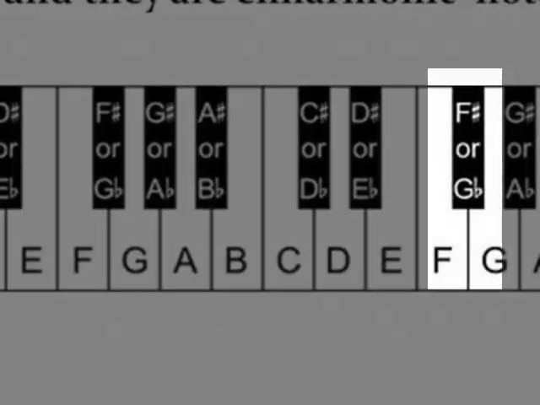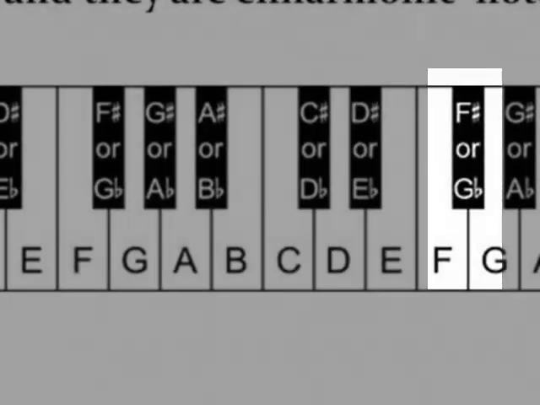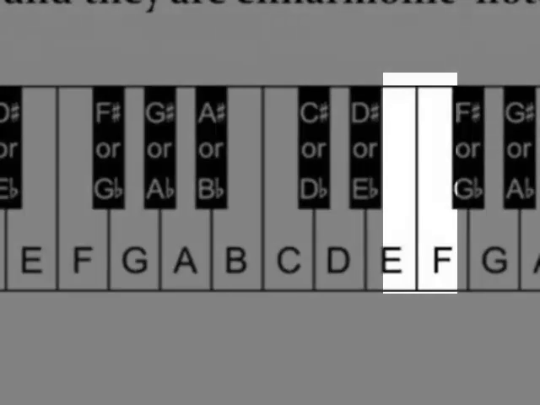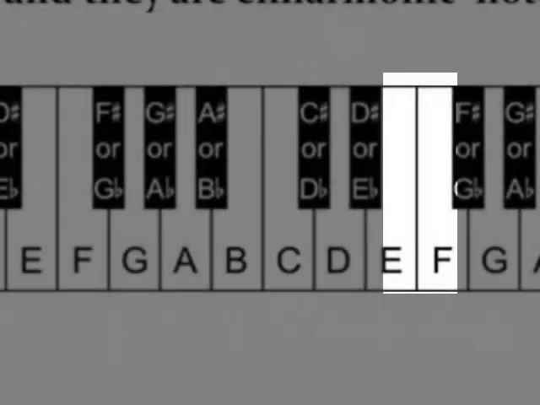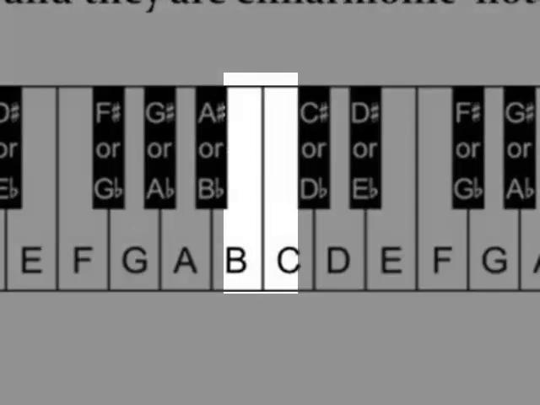Careful though, because between E and F, as well as B and C, we don't have a black key. That means that E and F flat are enharmonic, as well as F and E sharp. The same thing happens between B and C. B and C flat are enharmonic notes. C and B sharp are enharmonic as well.